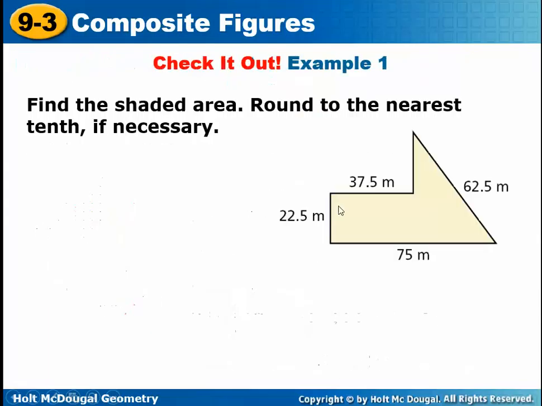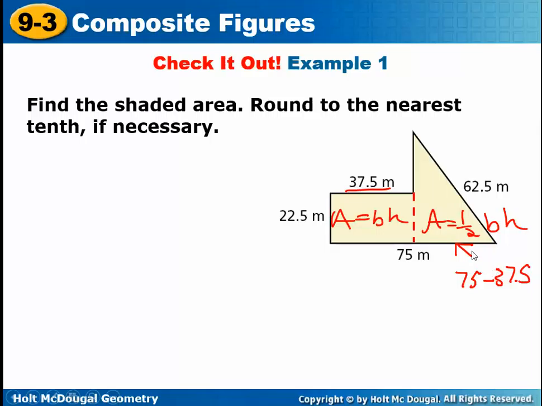All right, here's a crazy looking figure, but we can find the area of it by dividing it into a rectangle plus a triangle. And our rectangle formula is area equals base times height. That one's easy to remember. And you should also have memorized the formula for a triangle, 1/2 base times height. Now, the rectangle pieces are given as they are. To find the base of this, you'll have to take 75 minus 37.5.